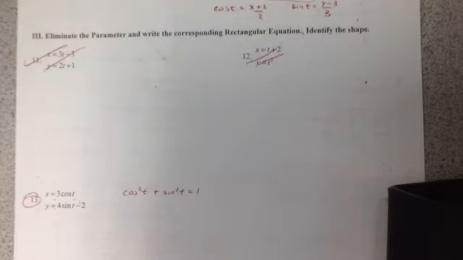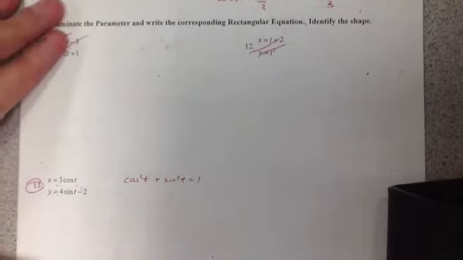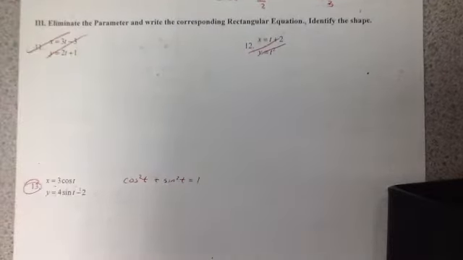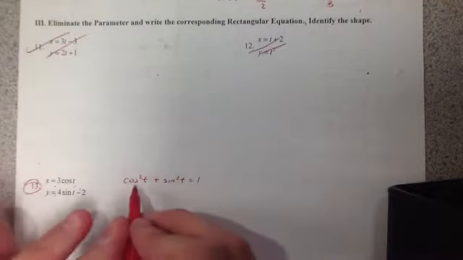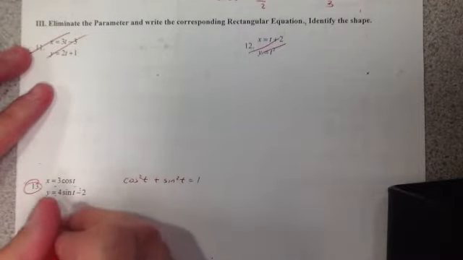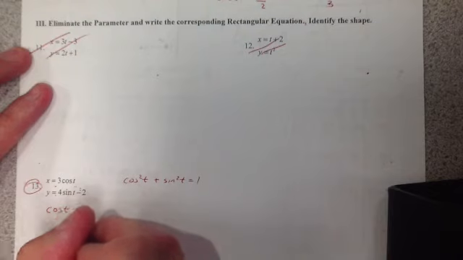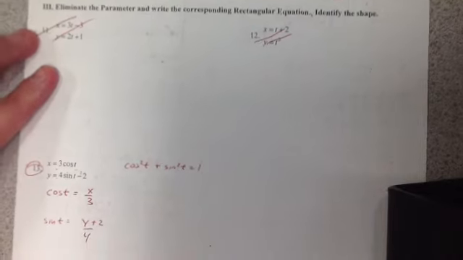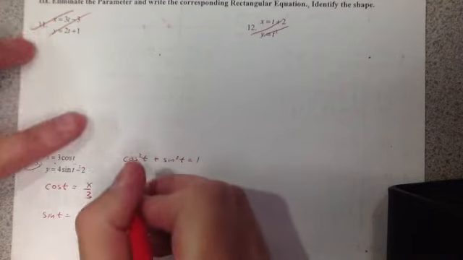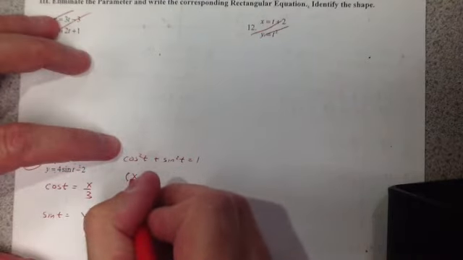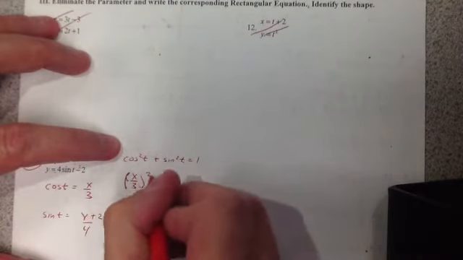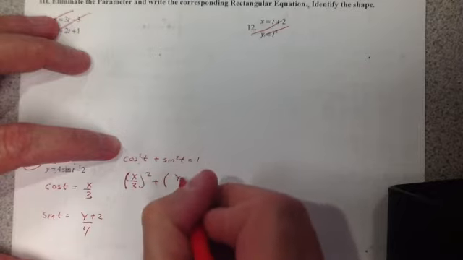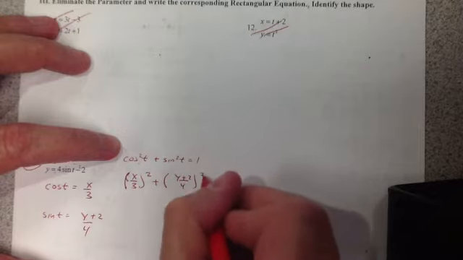You know what the heck? Let's do this one together. We want to eliminate the parameter. We did 11 and 12 already. So I need to solve for cosine of t. Well, if I look, cosine of t equals x over 3. Solve for sine of t. We get y plus 2 over 4. And I'm just going to square it. Cosine of t squared, I get x over 3 squared plus y plus 2 over 4 squared equals 1.